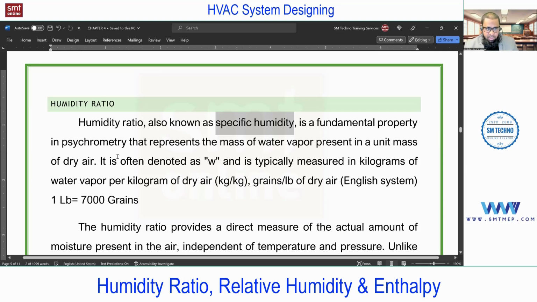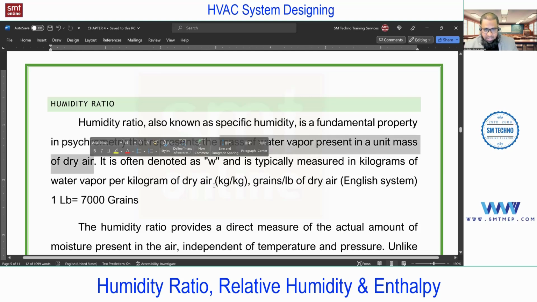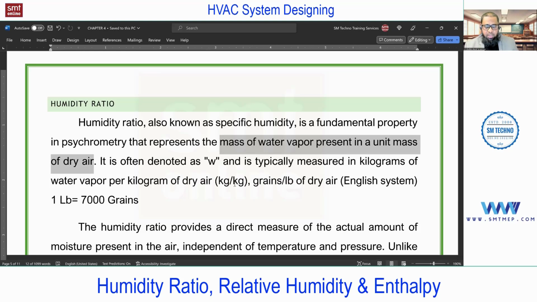It's a fundamental property in psychrometry that represents the mass of water vapor present in a unit mass of dry air. For example, if I take 1 kg of air, and in that I got say 200 grams of moisture, so 1 kg I'm just measuring for 1 kg unit. In that if I got say 200 grams of moisture, that I can call a humidity ratio. And if you want to get the total humidity, we'll multiply with the total volume.